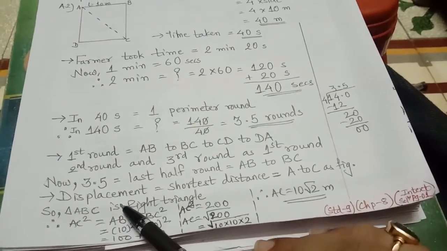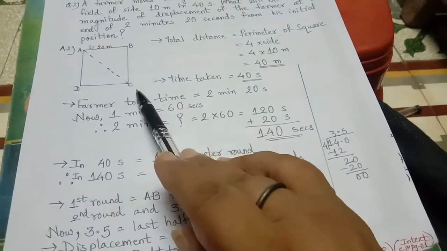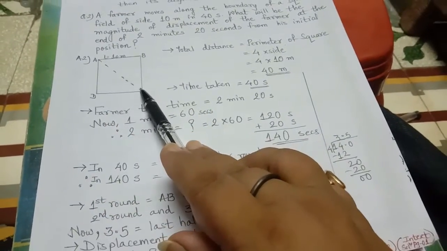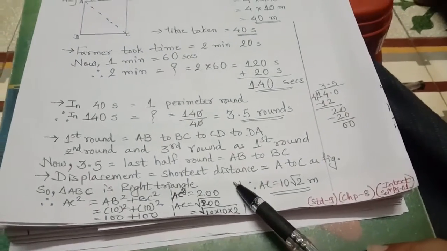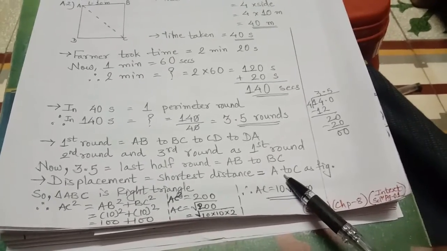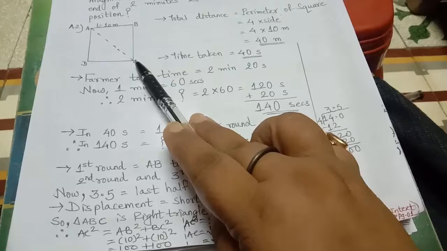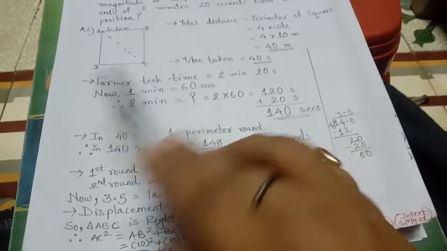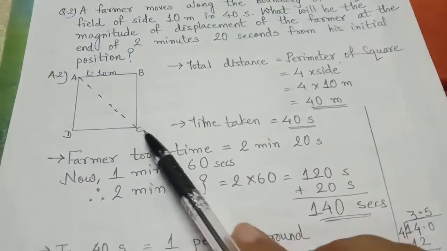And we also know, as per the theory, displacement is the shortest distance. So A to B, B to C, C to D, D to A is the longest route. The shortest distance is A to C here, right? So displacement equals shortest distance, and as the last half round ends at position C, the farmer is at point C. His displacement is from point A to point C. According to the diagram, A to C is a diagonal.